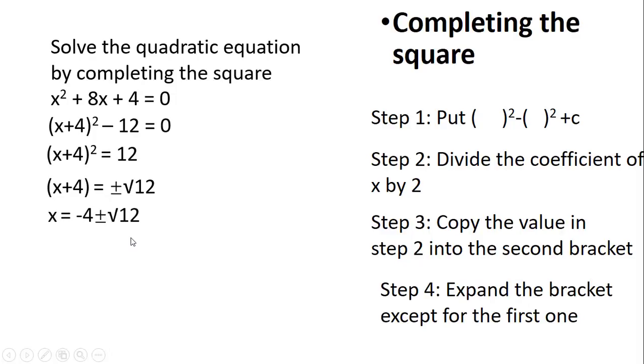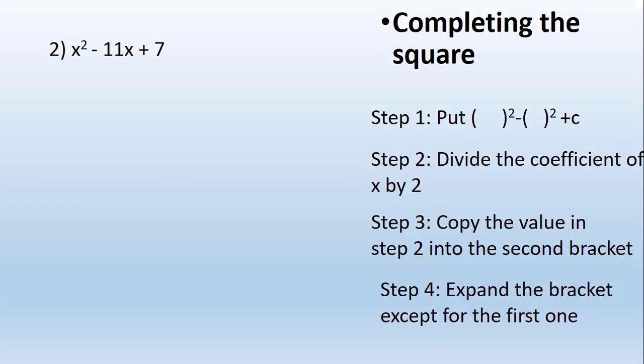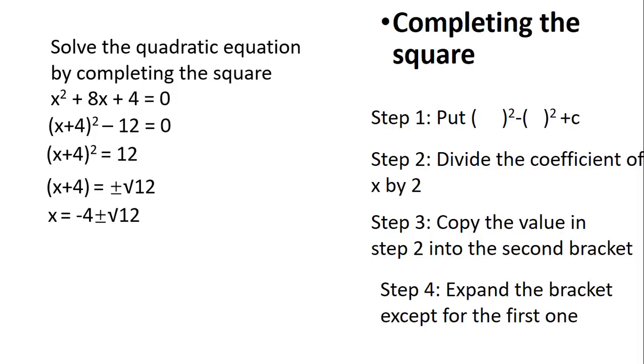You might be wondering, what's the difference between completing the square and using the formula to solve a quadratic equation? Basically, completing the square gives you an exact answer, but the formula gives you decimal points, for example 3.2225. In the case of completing the square, you get minus 4 plus minus square root of 12, which is an exact answer, which means there are no long decimal points. There's a square root over there.